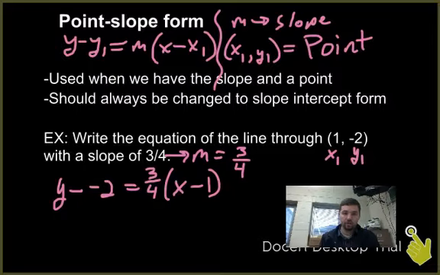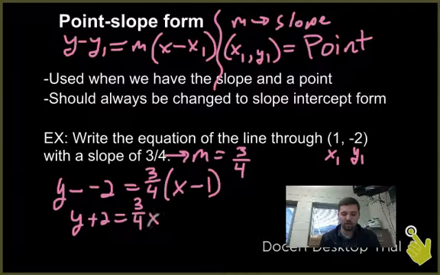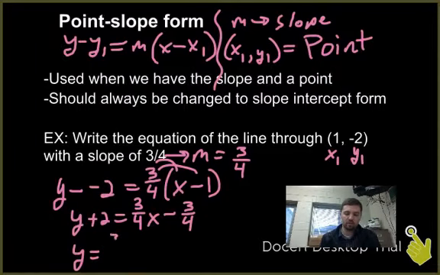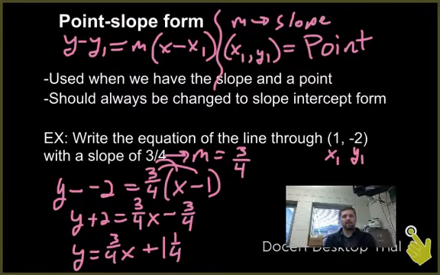Okay? So let's simplify here. This is going to be y plus 2 on the left equals 3/4 x. I'm going to distribute 3/4 x. 3/4 times negative 1 is minus 3/4. Okay. And the last step is I've got to add 2 to both sides. So y equals 3/4 x, and I think negative 3/4 plus 2, let's see, isn't that a positive 1 1/4? You can check my math on that, but I think it's 1 1/4.